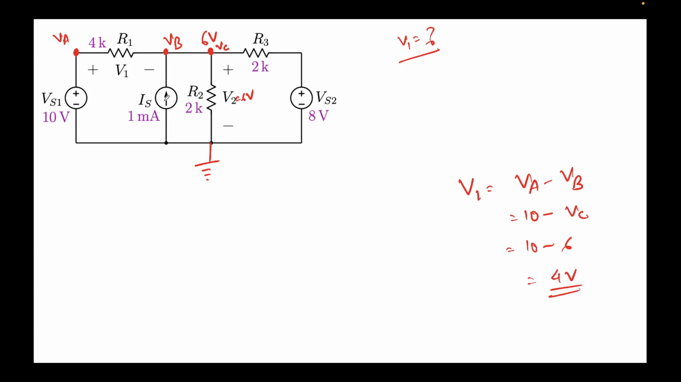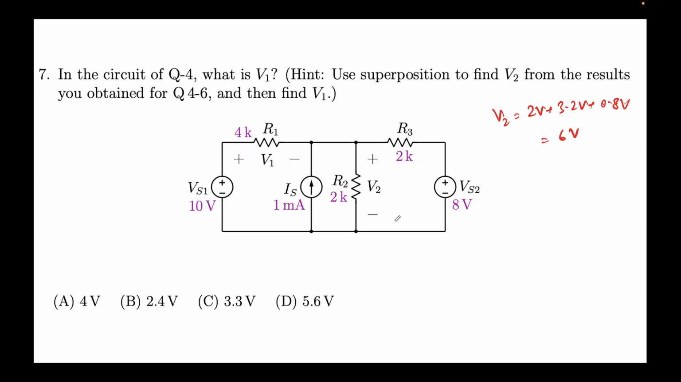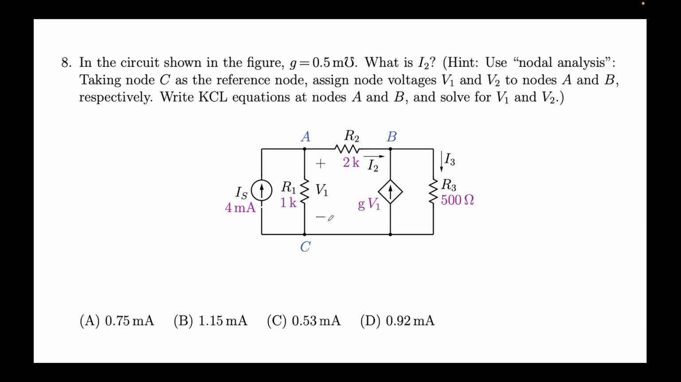Note, all three sources, voltage and current sources, are active here. But since we have calculated V2, the cumulative V2 is 6 volts, we can simply plug in the value of V2, and then it's very simple, just reducing the two node voltages to get the value of V1. So we notice that V1 is 4 volts. This is the total due to the combination of all three sources. So now we have calculated V1, and that is what we were required to find. That completes this problem.